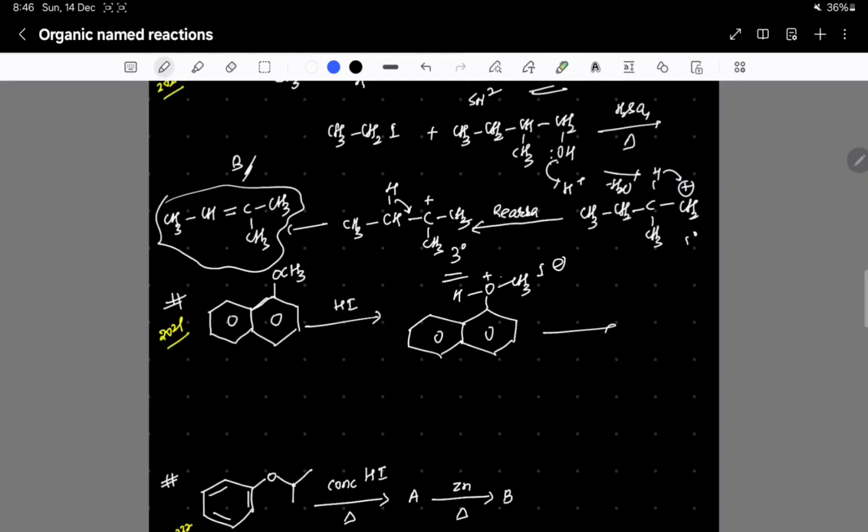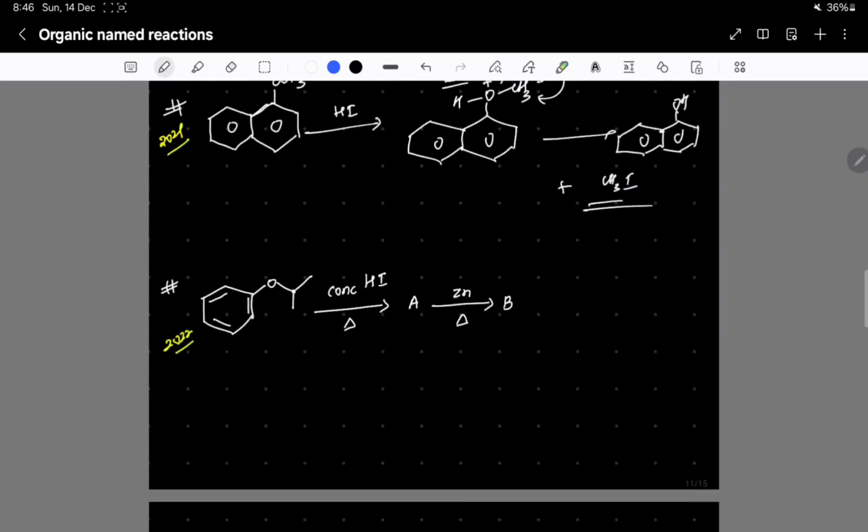Then I minus will attack and you will get this, students. This is the possible product. Simply we can call it alpha naphthol, the product. And this is CH3I. Very simple, students. Now we will move to the 2022 question, students.